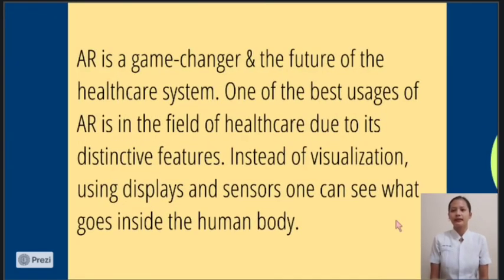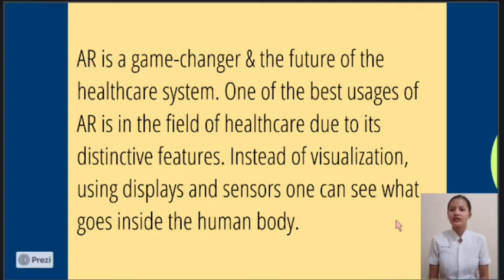Augmented reality is a game changer and the future of the healthcare system. It is one of the best uses of AR in the field of healthcare due to its distinctive features. Instead of visualization using display and sensor, one can see what goes on inside a human body. All of our senses, such as touching, hearing, and seeing, will be incorporated into the next generation of AR devices. Motion gesture technology will improve as well.